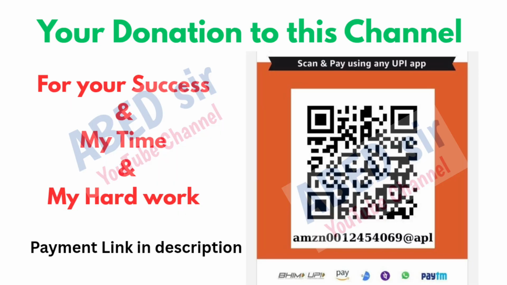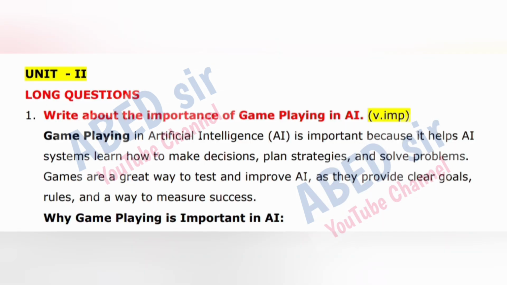Next Unit 2. Long questions. First important long question is: write about the importance of game playing in AI. Game playing in artificial intelligence, AI, is important because it helps AI systems learn how to make decisions, plan strategies, and solve problems. Games are a great way to test and improve AI, as they provide clear goals, rules, and a way to measure success.